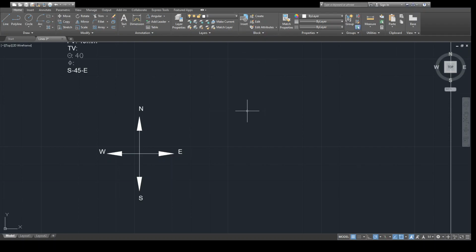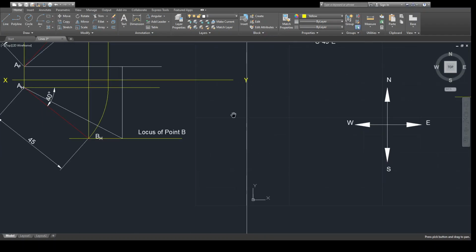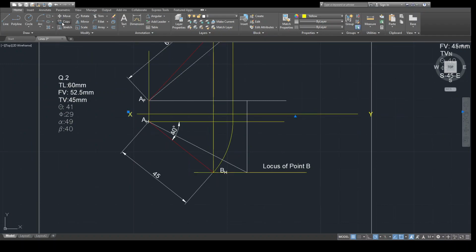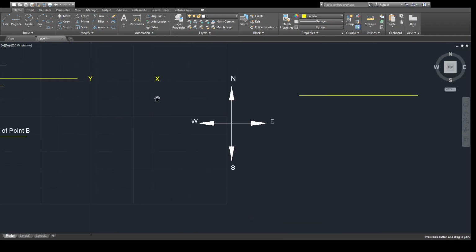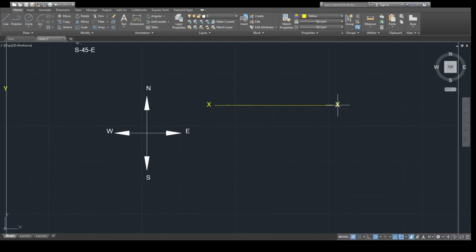Now how to solve this problem? Let us start the problem. Obviously we will draw a line. I will use the XY line, which is yellow in color. I will copy the same notations from here. X, and I will name the other end as Y.